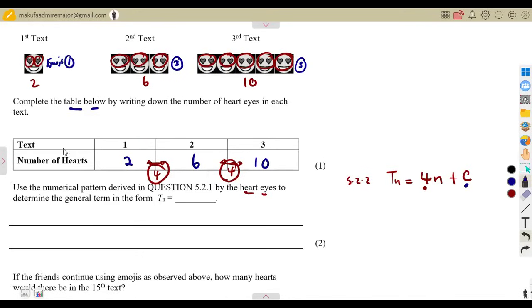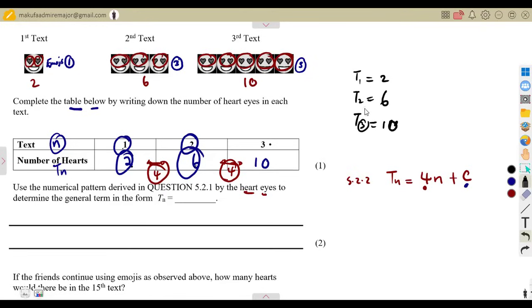So this is it, guys. The text is representing n, the number, and this is your Tn. If n is 1, your T1 is 2. If n is 2, your T2 is 6. When n is 3, T3 is 10. So you can just take any part that you want, like this one. T1 is 2.